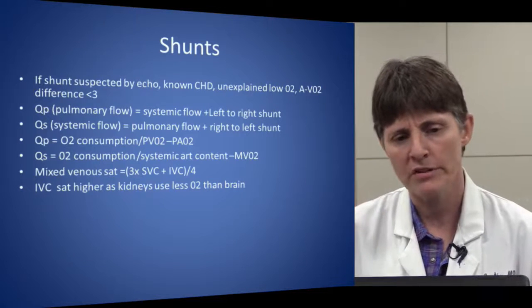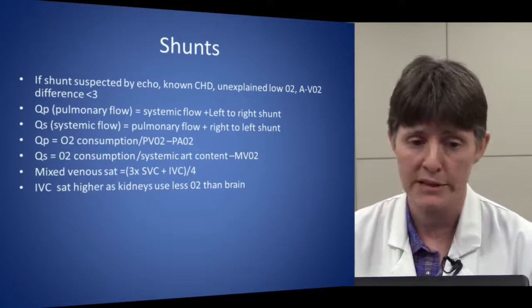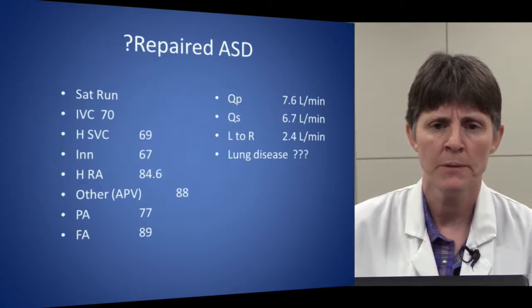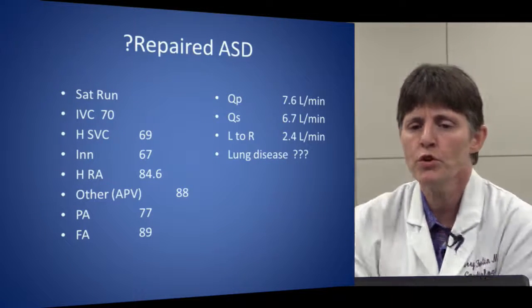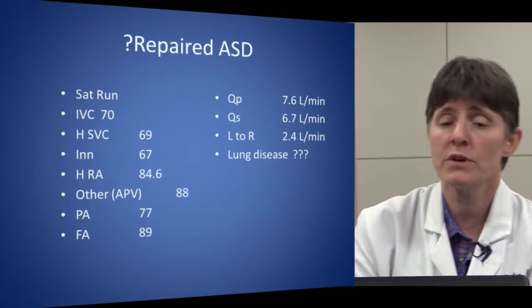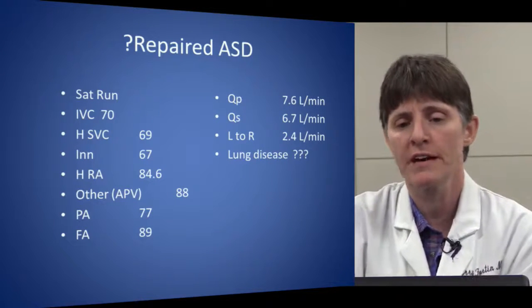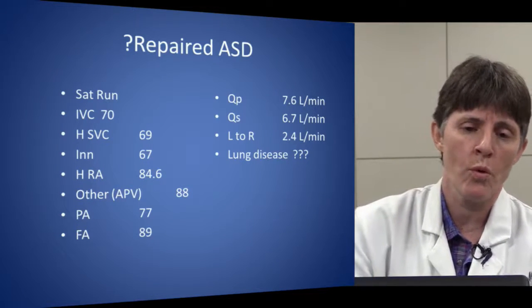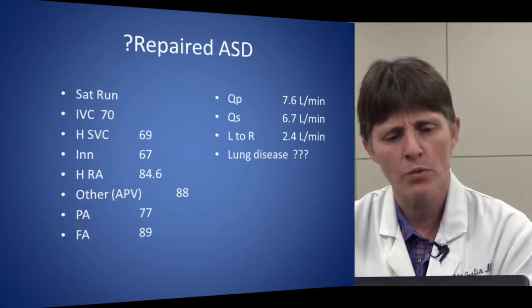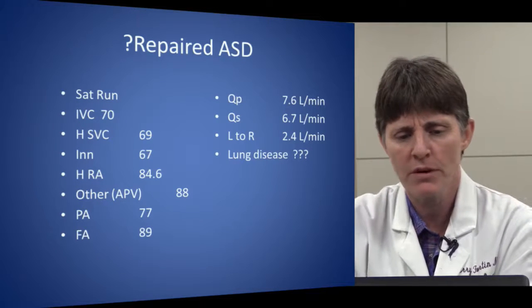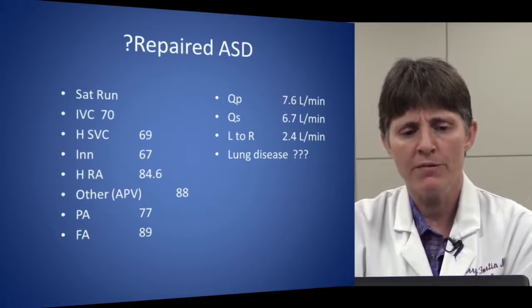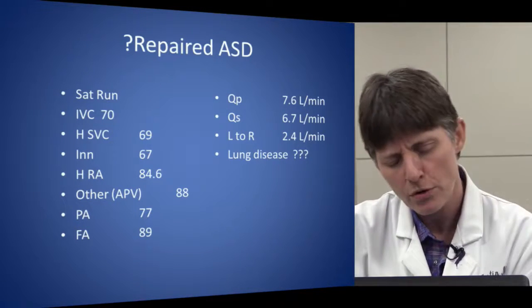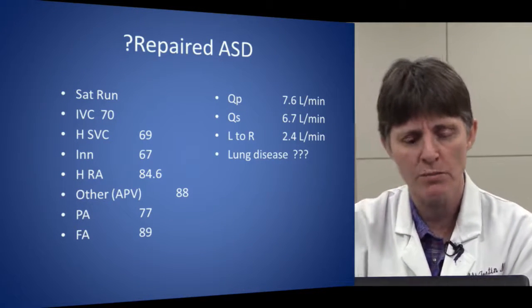Again, a little bit more on shunts. I don't expect you to be able to calculate the size of shunts and things like that. I just want you to be able to think about them. So this is a person who has a history of a repaired atrial septal defect, or so they told me. And when we got in there, we were not convinced of that because of some anomalies. And we found that the femoral artery sat was low. So she was somewhat hypoxic, although there's some degree of lung disease potentially.